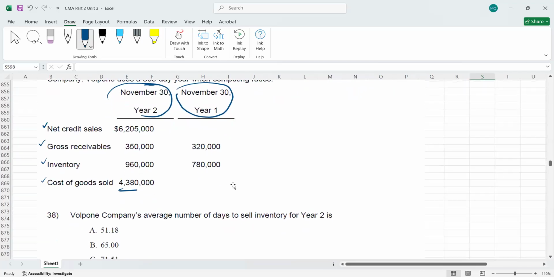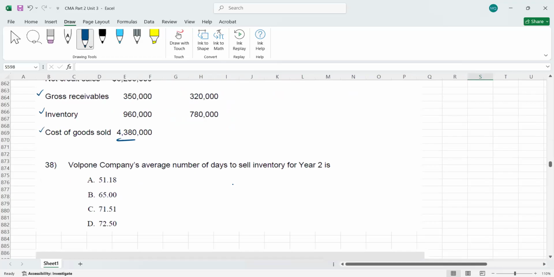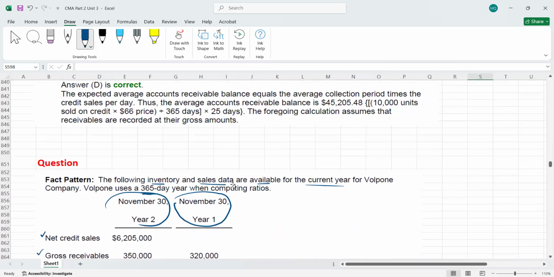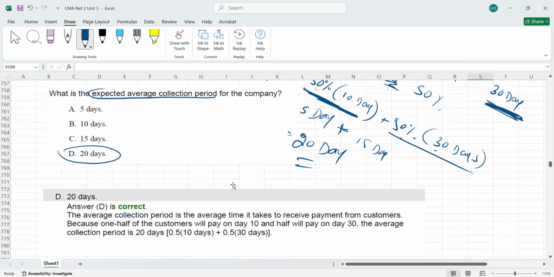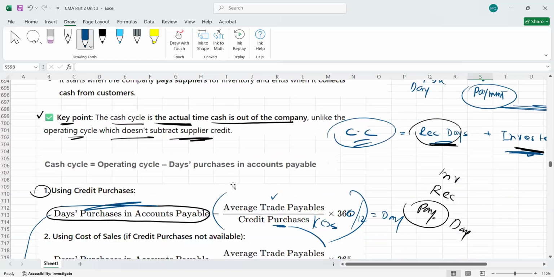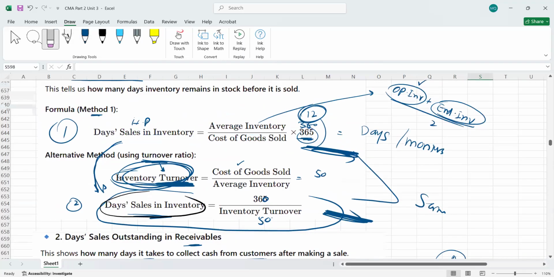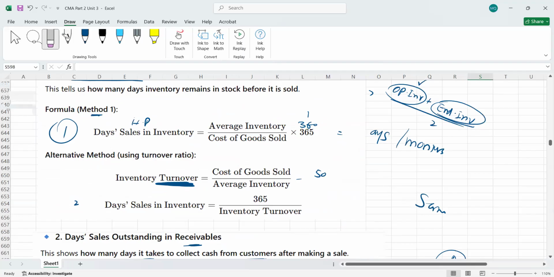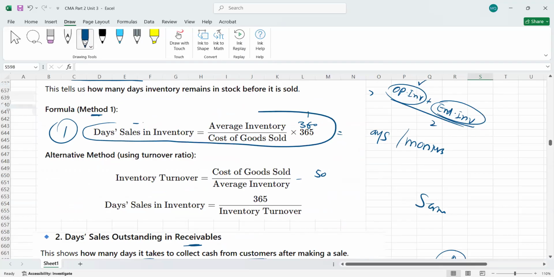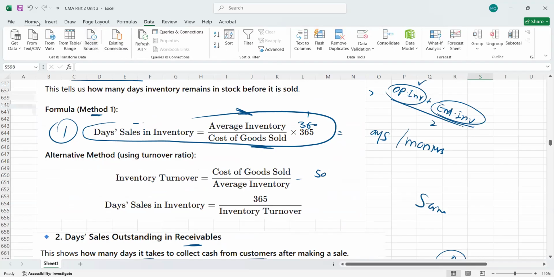And now what's the question? You have to calculate the company's average number of days to sell inventory. Actually, you have to calculate the inventory holding period. If you remember the holding period formula, just go back and check. Here we have the inventory holding period formulas. You can use the first one, average inventory divided by cost of goods sold, times 365, because inventory data and cost of goods sold are both given.